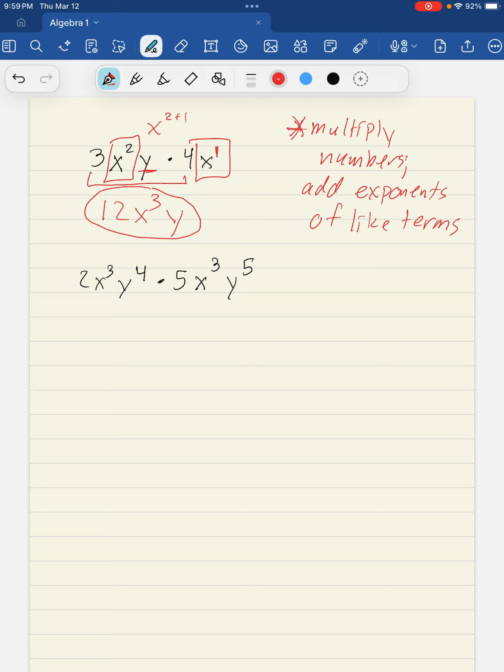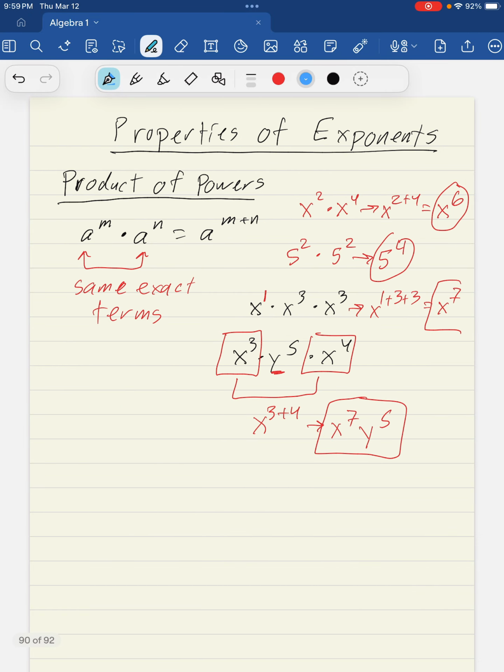The last one, I tried to make it a little more tricky, so you've got a few things going on here. Well, we multiply our numbers. So 2 times 5 is 10. And then we add the exponents on our x's. So 3 plus 3 is 6, x to the 6th. And then we add the exponents on our y's. That's going to give us y to the 4 plus 5, 9. There we go. Now, that is the product of powers. Product, of course, has to do with multiplication.